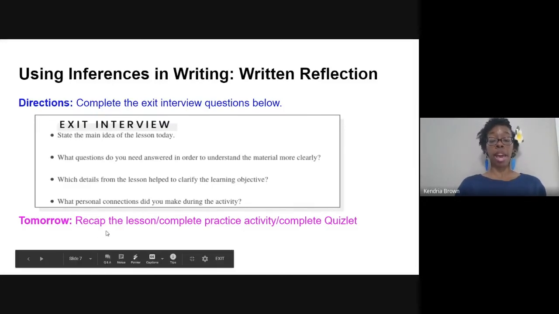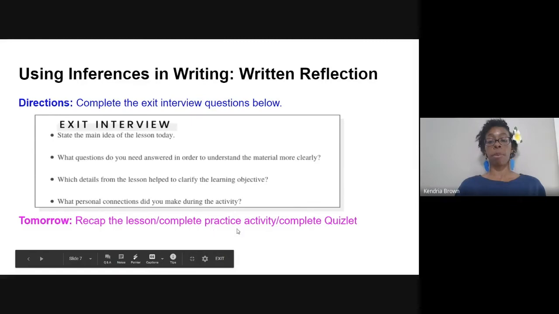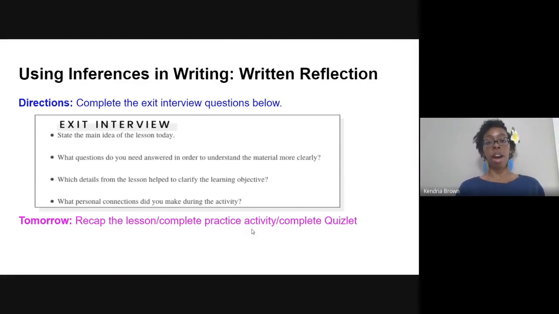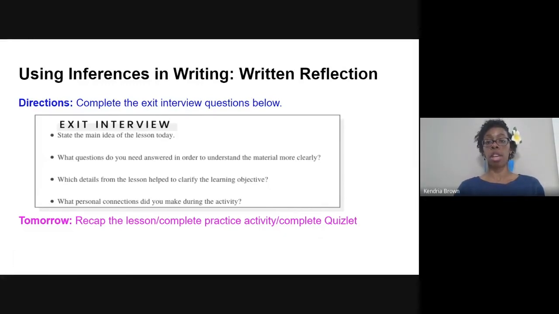Tomorrow, we will recap our notes from the week, and recap the lessons that we've done all week. We will also complete a practice activity just to see if you've gotten the hang of finding inferences and making conclusions in fiction. At the end of the lesson, I have included a link to Quizlet that you can go to practice making inferences in fiction.